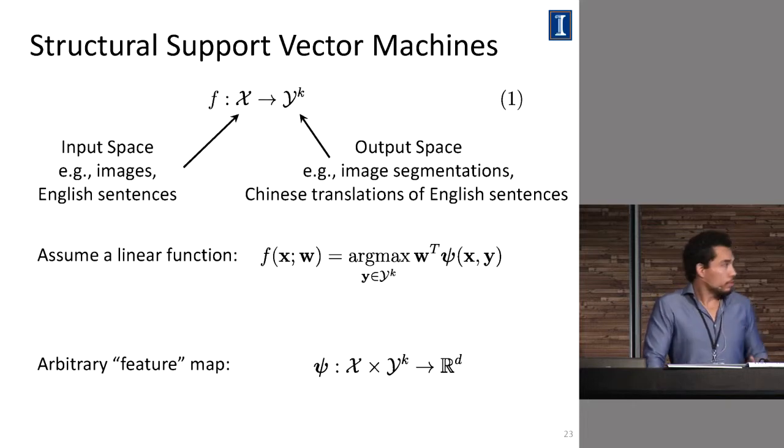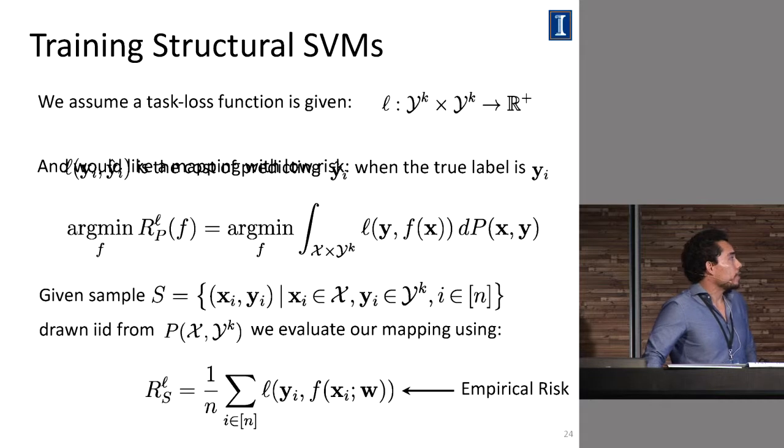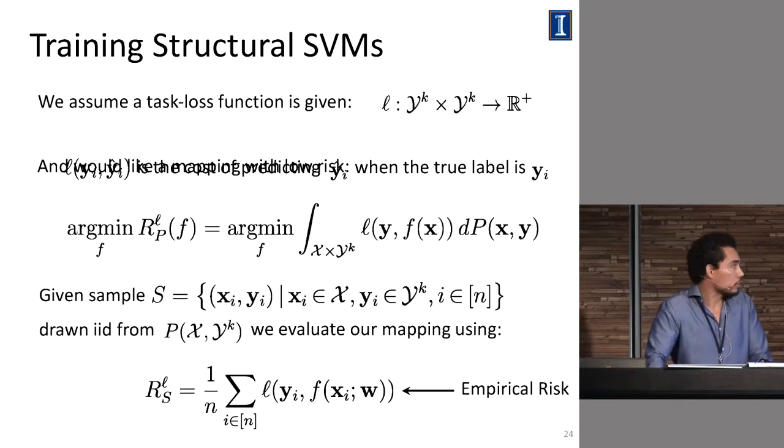And so just very quickly, preliminaries, because what we're doing is very similar to structured learning for SVMs. So we want to learn mappings, or in structural SVMs, the regular case, we want to learn mappings from an input space like X, which are images or English sentences, to a k-variate structured output space like image segmentations or Chinese translations of English sentences. We assume this is a linear mapping which is parametrized by W and uses an arbitrary feature map, which is another mapping from input-output pairs to a d-dimensional real vector, right? We also assume we're given a task loss function that measures for a pair of predictions how bad one is with respect to the other. So if y i is ground truth and y hat i is my prediction, that will give me a penalty for predicting something that's not quite right.